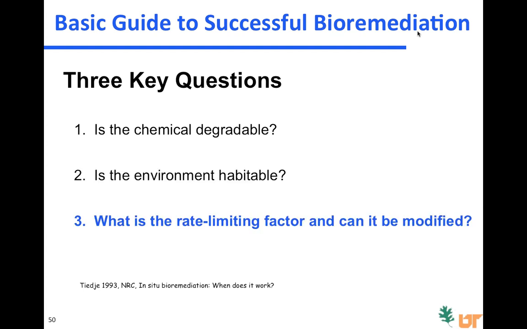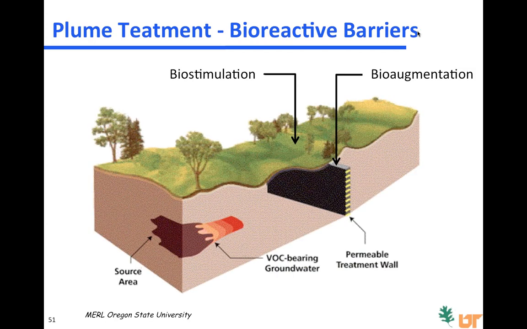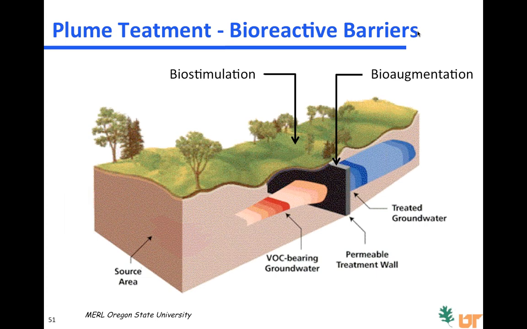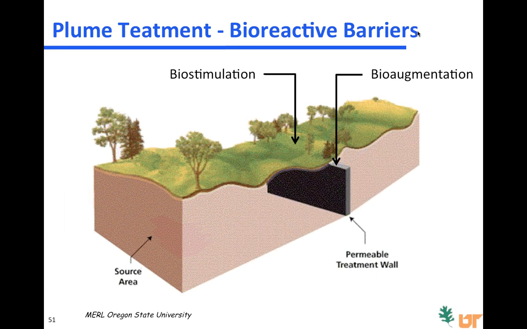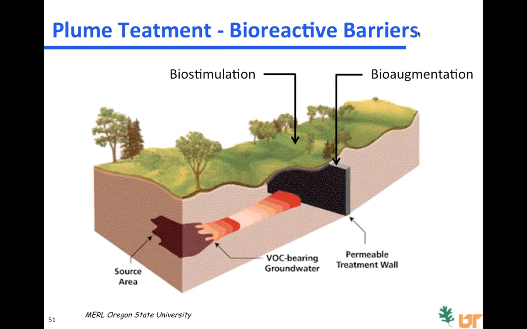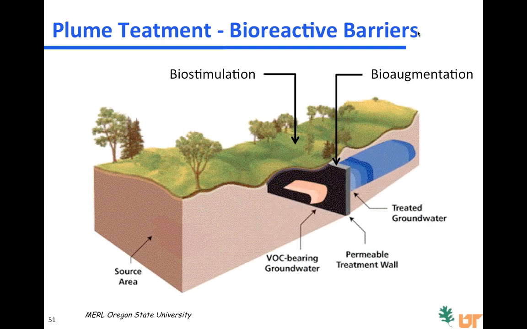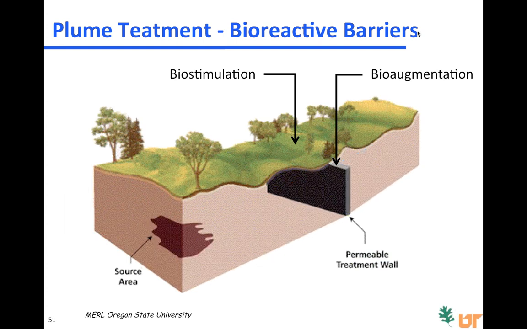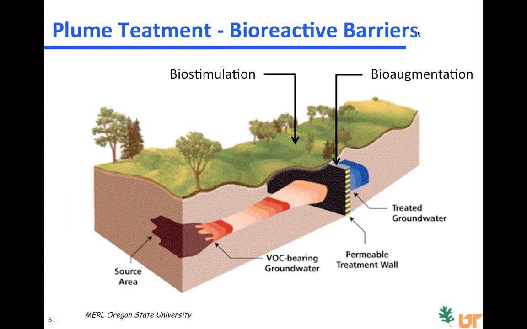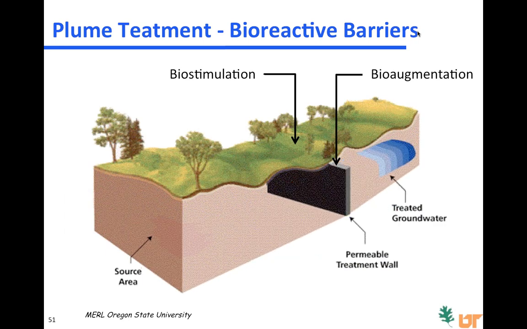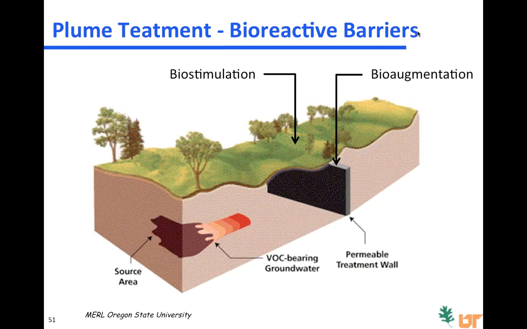So now the last question here. What is the rate limiting factor and can it be modified? If the rate limiting factor on the next slide is electron donor, if you want to stimulate reductive dechlorination processes, you can add electron donor by biostimulation to increase hydrogen flux and support the key dechlorinators with the electron donor they require. Maybe the organisms are not present.